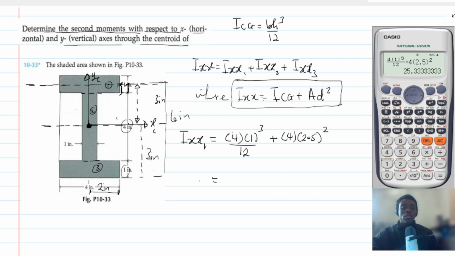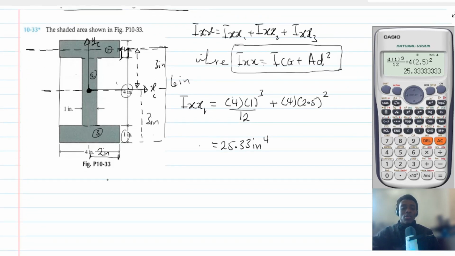So 25.333 inch to the power 4. All right, now we are done with the first one. Let's come to the second area. So Ixx2 will be the same thing.